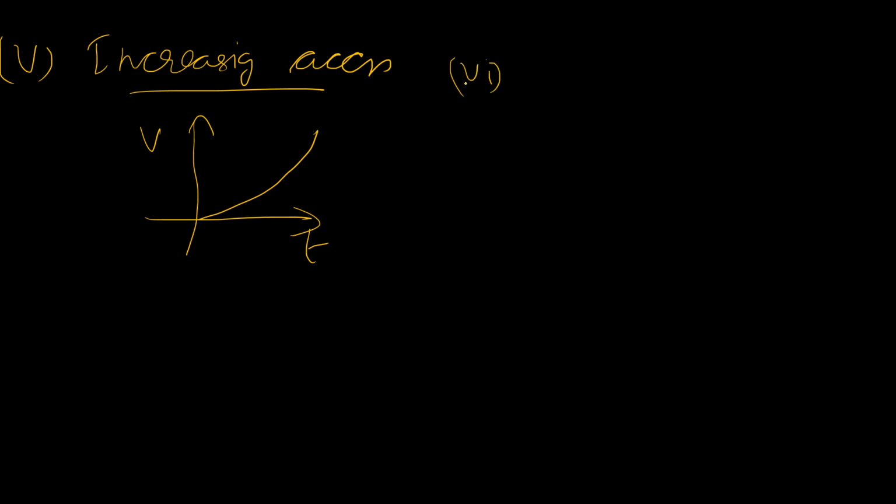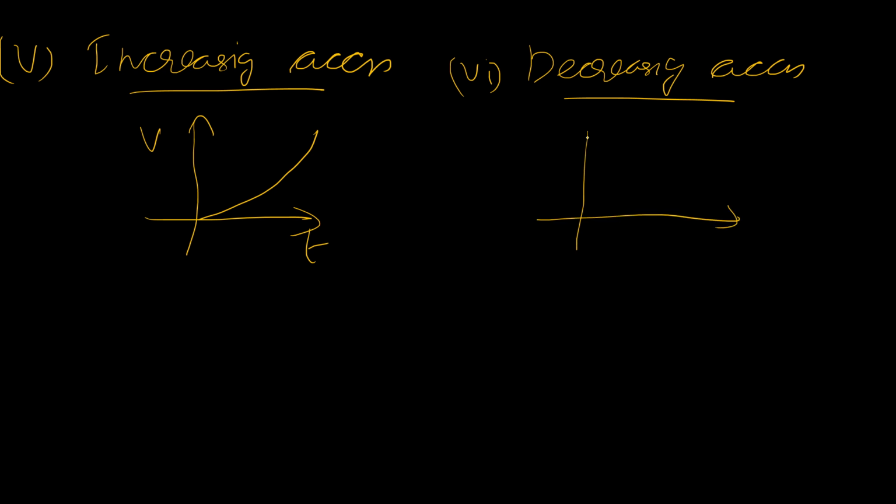Sixth one, with decreasing acceleration. It will be decreasing like this. Velocity time graph like this. Okay. One note point to be noted. A is equal to dv by dt. Same as before. The slope of vt graph, velocity time graph, gives average acceleration.